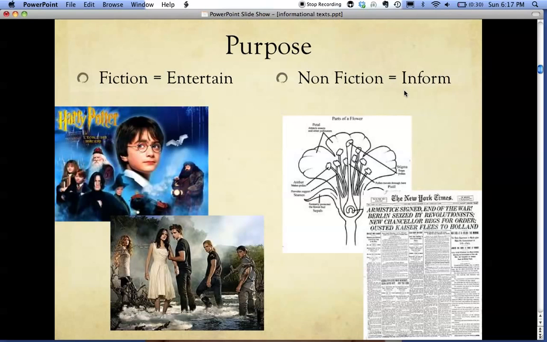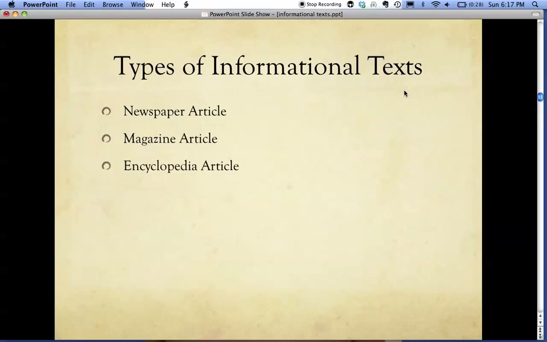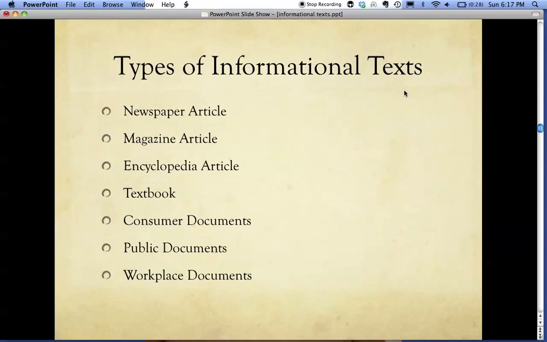So, some examples of informational texts are newspaper articles, magazine articles, encyclopedia articles, textbooks, consumer documents, public documents, and workplace documents. So you may be familiar with these top 4 types of informational texts, but you may not be totally sure what these bottom 3 are, and that's totally fine.